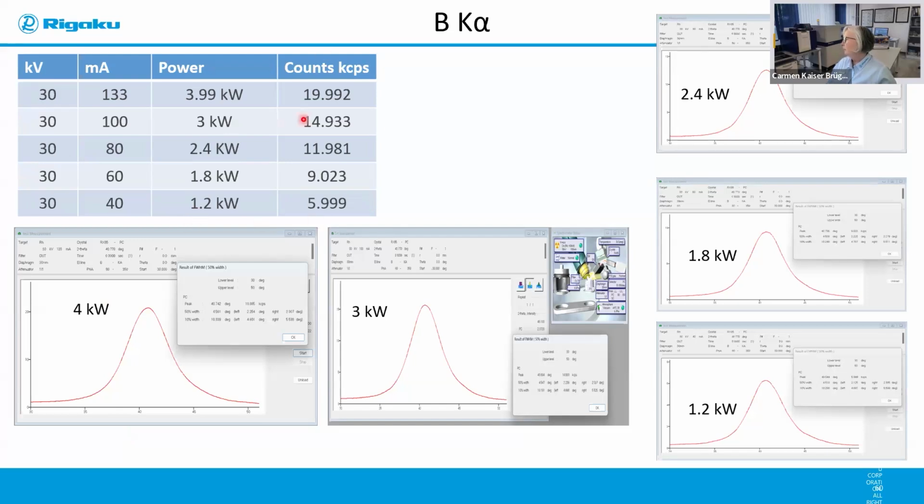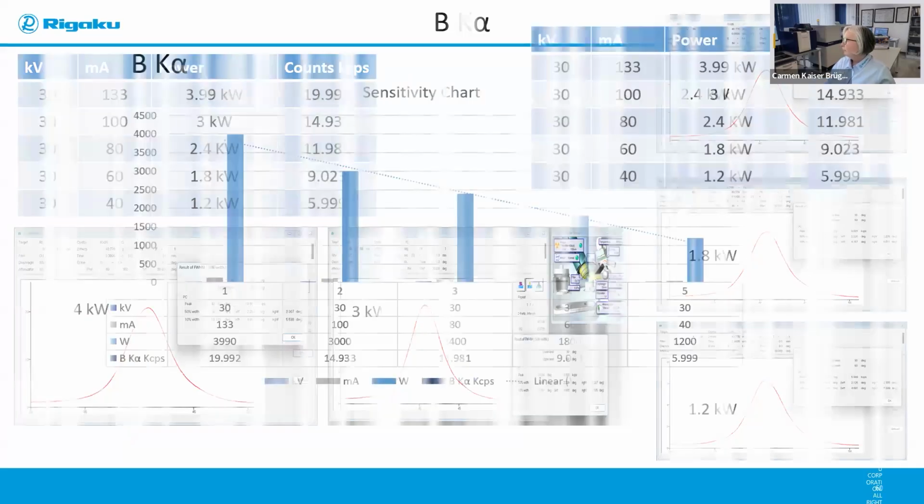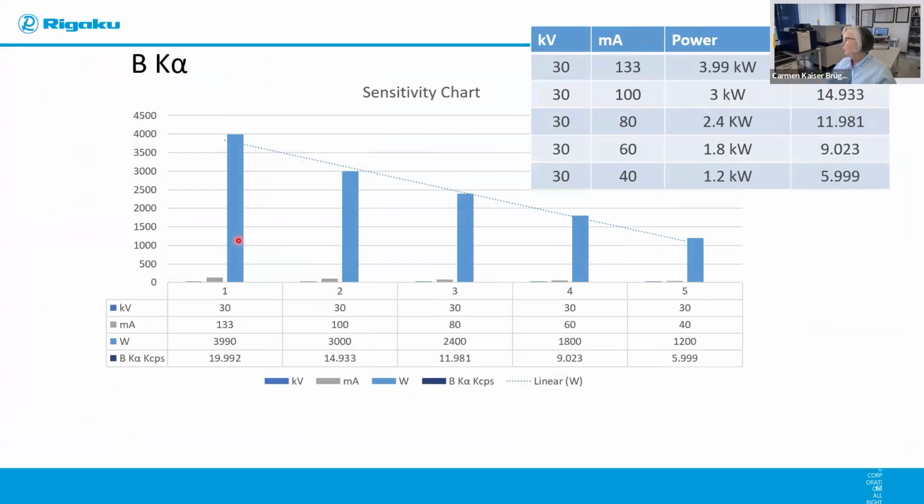So here you can see the intensity for these different excitation conditions for the boron K-alpha line. I put it in a sensitivity chart to show you exactly how we can increase the sensitivity by applying a maximum or a better excitation condition. So the more excitation for this element, the higher the intensity, of course, and it's then possible to measure very, very low levels of boron.